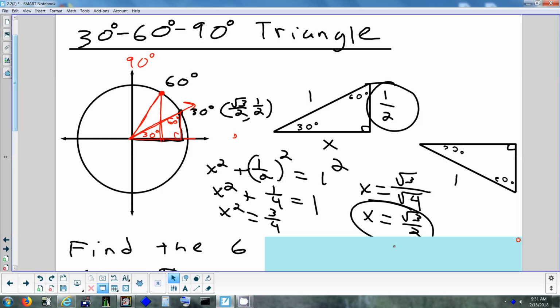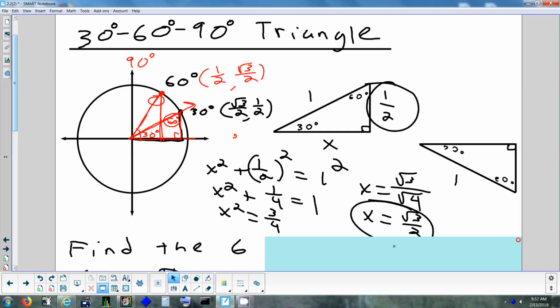Instead of the 60 being at the top, like it is right there, the 60 is going to move to the bottom. Instead of the 30 being at the bottom, the 30 is going to move to the top. So if the 30 and the 60 switch places, what do you think the coordinate for 60 is going to be? Yep, 1/2, comma, and go ahead, Alan? Yep, root 3 over 2. So you don't have to memorize a different coordinate or a different set of numbers. It's the same numbers. They just switch.